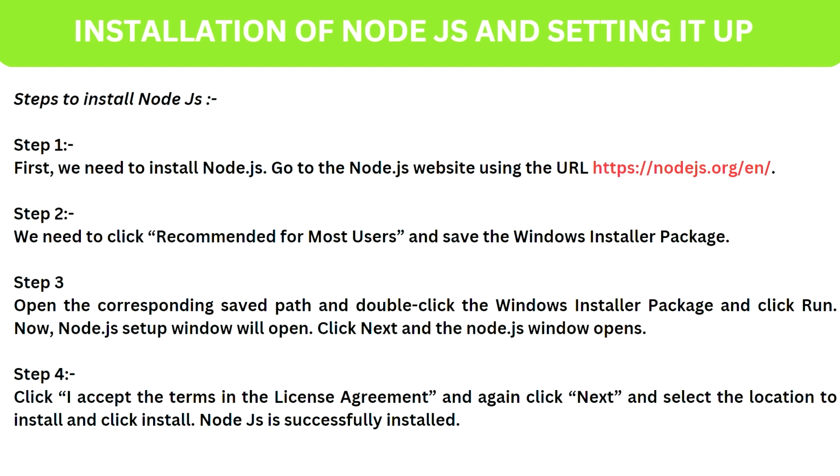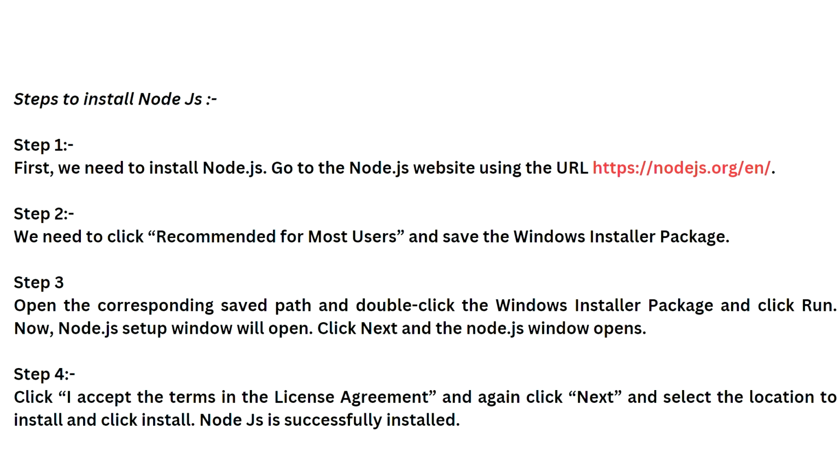Now, Node.js setup window will open. Click Next and the Node.js window opens. Step 4. Click I accept the terms in the license agreement and then click Next and select the location to install and click Install. Node.js is successfully installed.